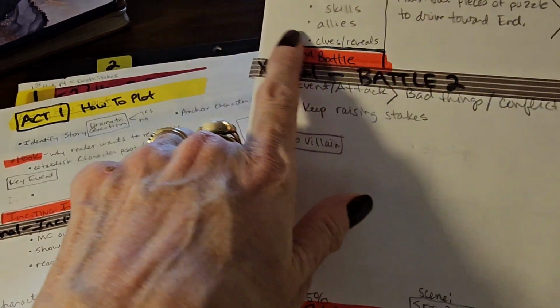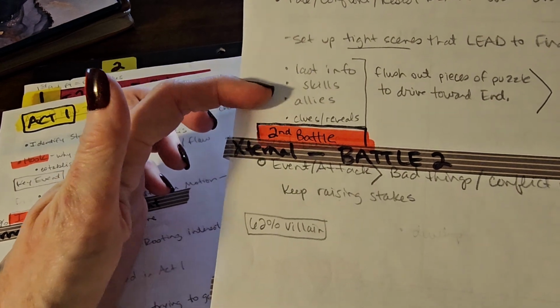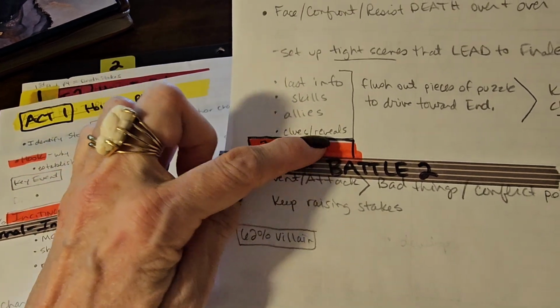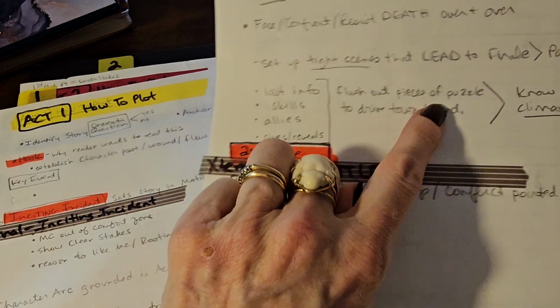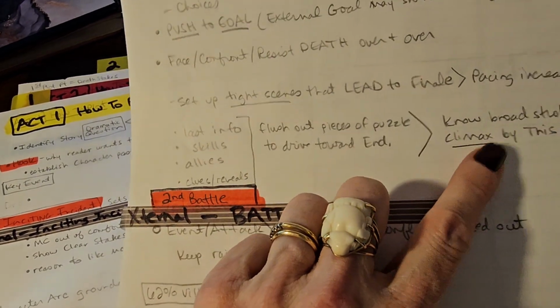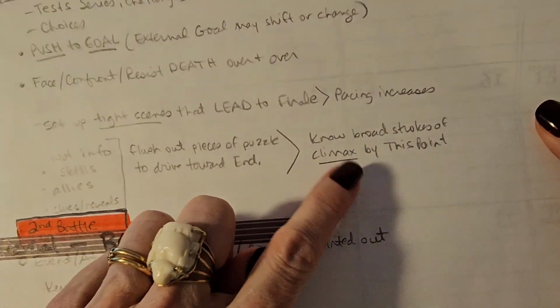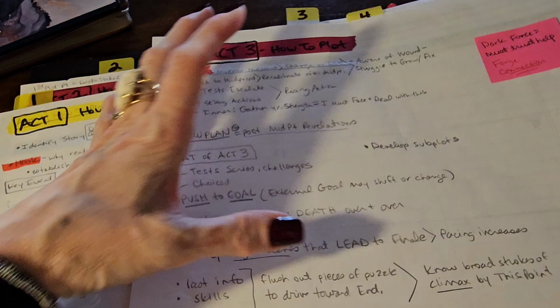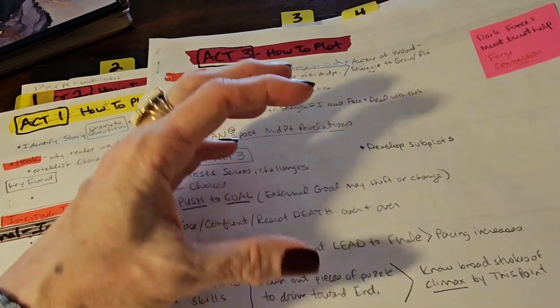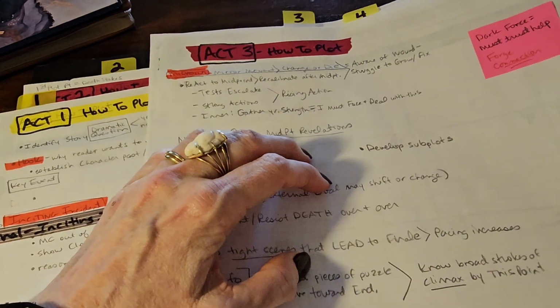The pacing is increasing. They're going to gather their last information, their skills, their allies, their clues, the revelations. You're fleshing out the pieces of the puzzle that are going to drive the reader toward the end of the story. At this point, you should know the broad strokes of the climax. If you haven't planned up to Act 3 so that you understand what the major 8 plot points are, this is where you need to figure that out.